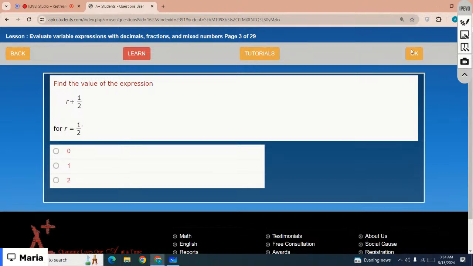Okay, r plus 1 over 2. Half and half makes 1. The correct option is 1.